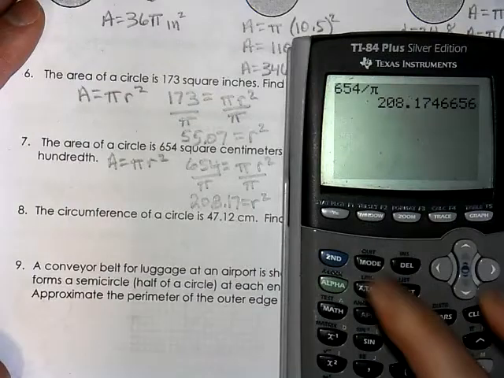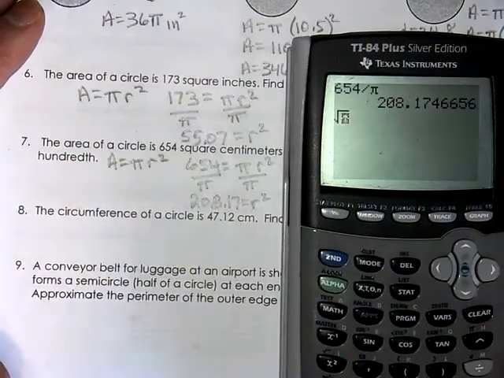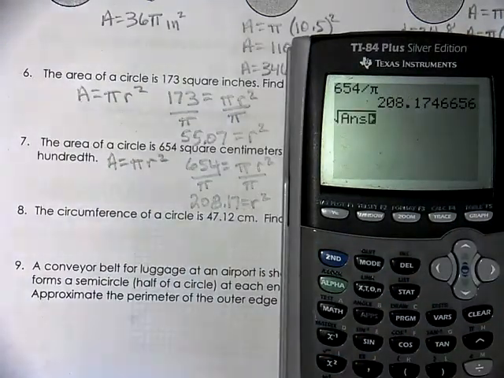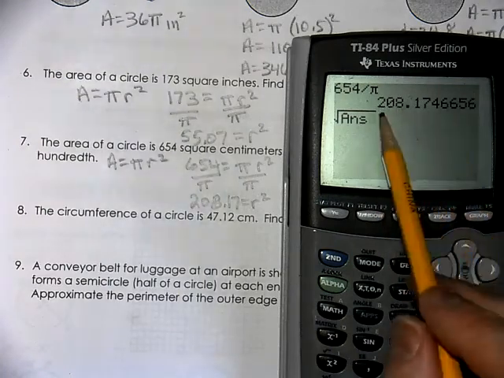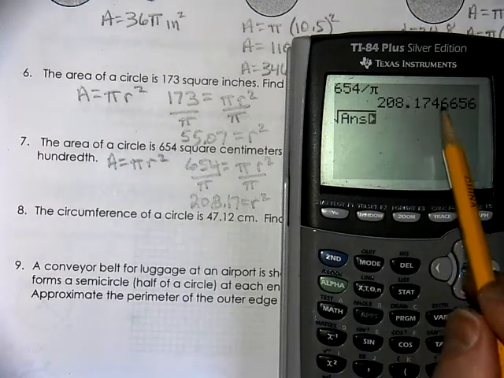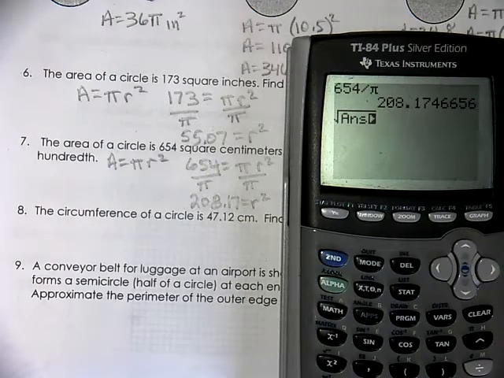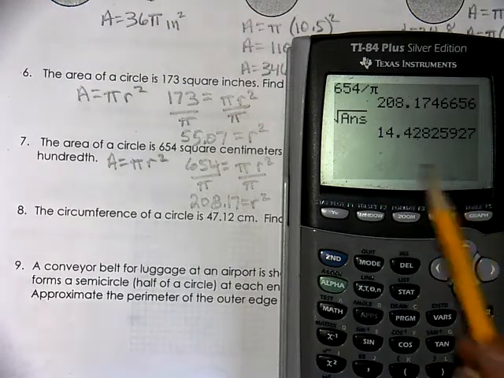But remember, we don't type in 208.17. We type in the answer button, so that we're bringing down this whole 208.17466656 and even more numbers that come after that. So we get 14.43.